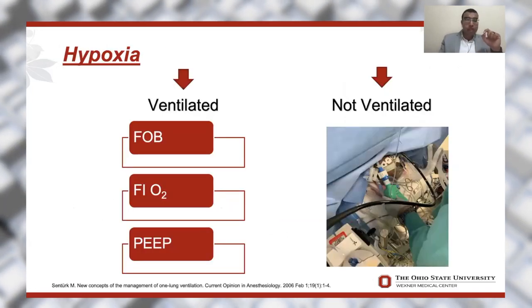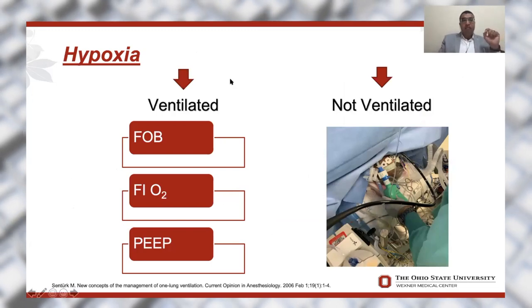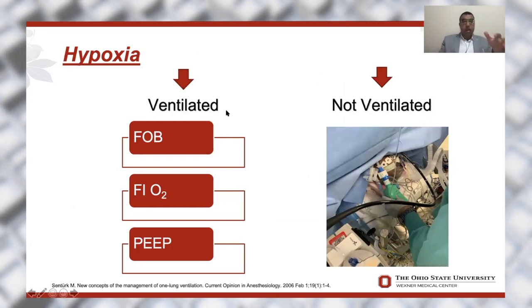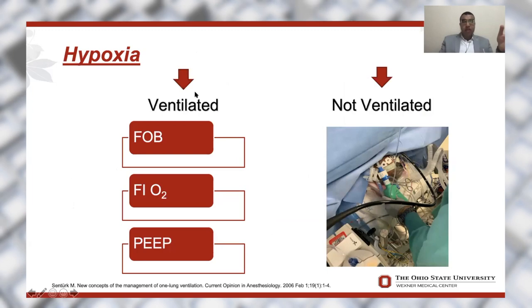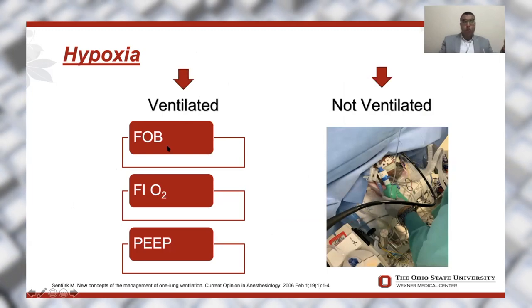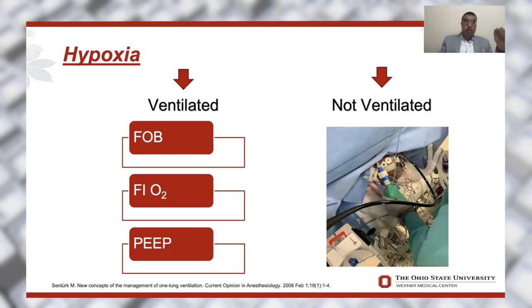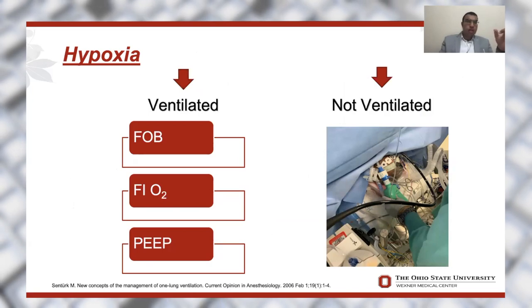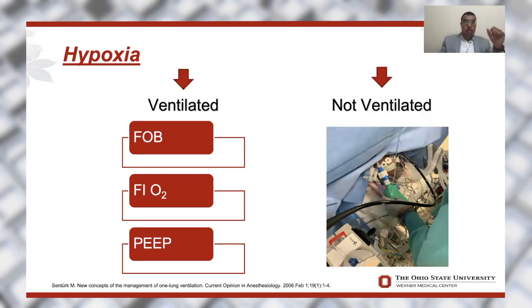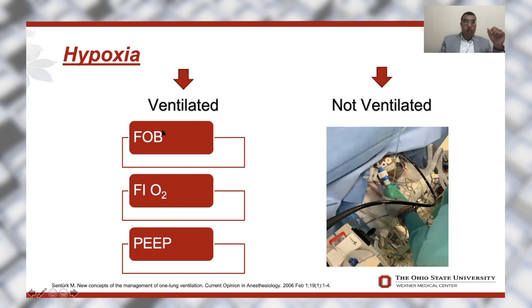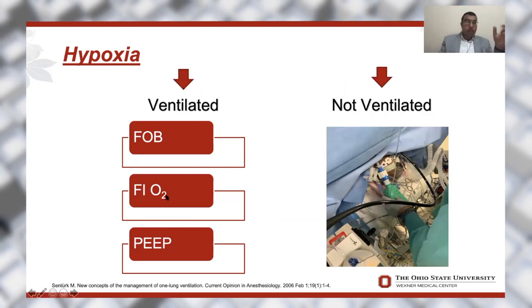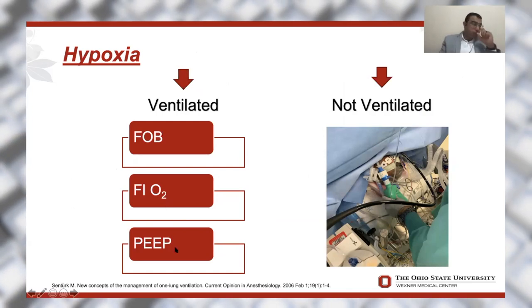If you get hypoxia, what will you do? You now have a ventilated lung and a non-ventilated lung. As regards the ventilated lung, please do bronchoscopy. Maybe there is a little bit of secretion, a little bit of blood, you can get it out. So the hypoxia will improve. Increase the FiO2, increase PEEP, do some recruitment.